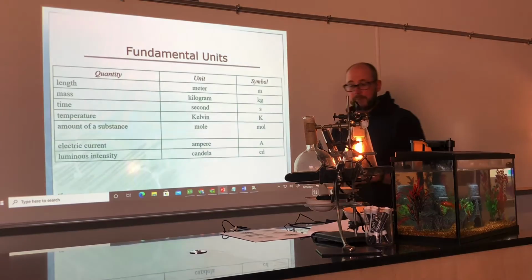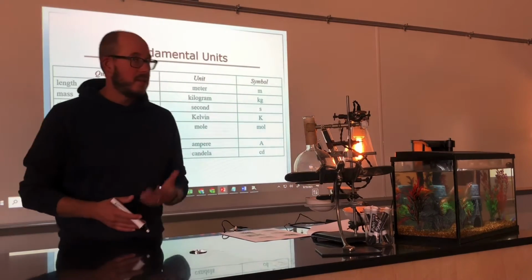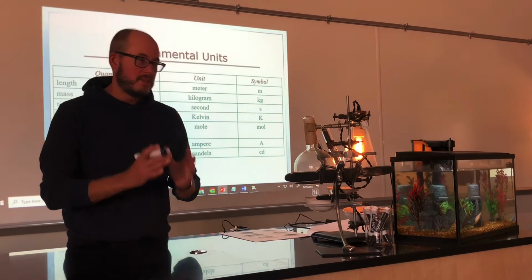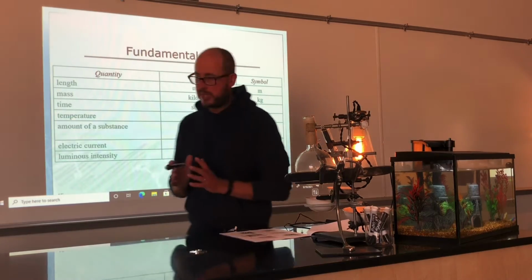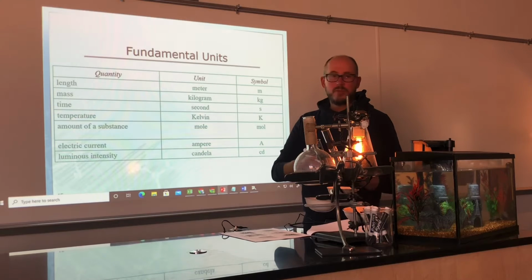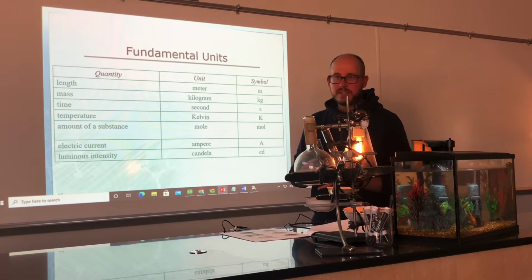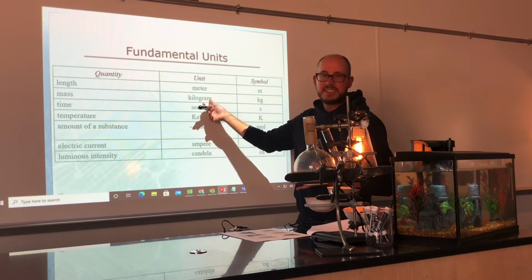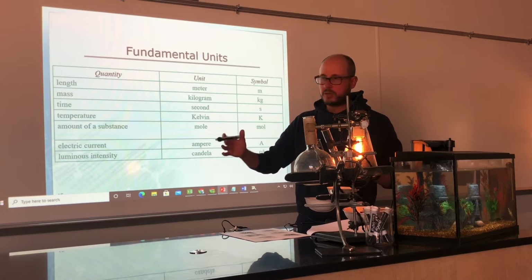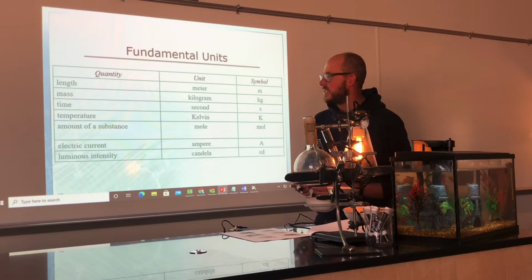Now, all of our scientific measurements are made up of two different types of measurements: our fundamental units and derived units. A fundamental unit is the most basic unit of measure that exists. There's only a handful of them. They are length, which is described based on meters. Mass, the fundamental unit for mass is the kilogram, because grams themselves are too small, so we use the kilogram to make it larger. Time is based on seconds.